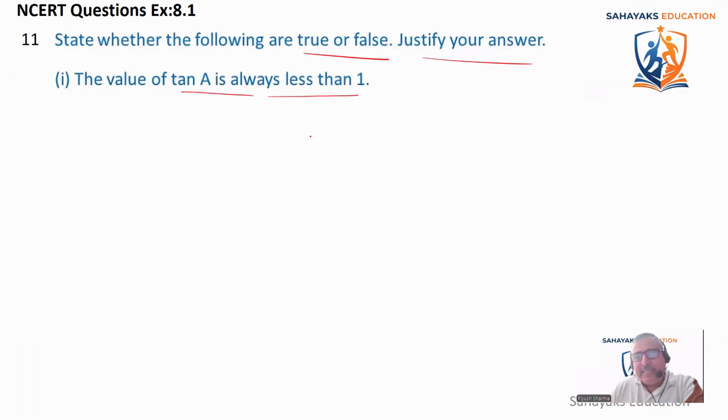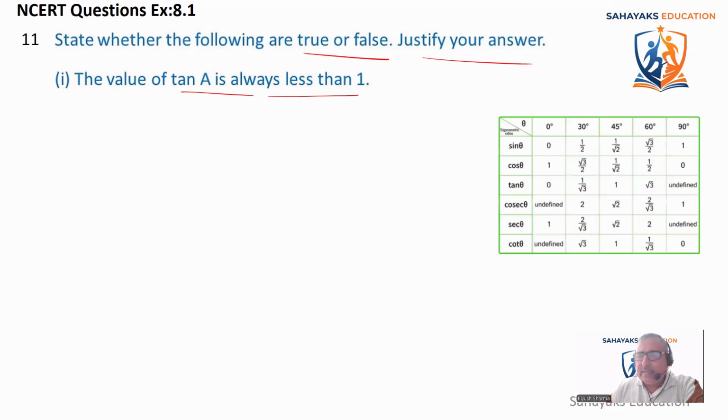See, we have seen the chart where we have the various values of tan A, and from there itself we can say that tan A is, say here, root 3. Root 3 is 1.732. That means it is more than 1. That means this statement, that the value of tan A is always less than 1, is false. Why? Because tan 60 is root 3, which is more than 1. So by this only we can say that this is false. We don't have to get into various details, but we should remember this chart by heart.